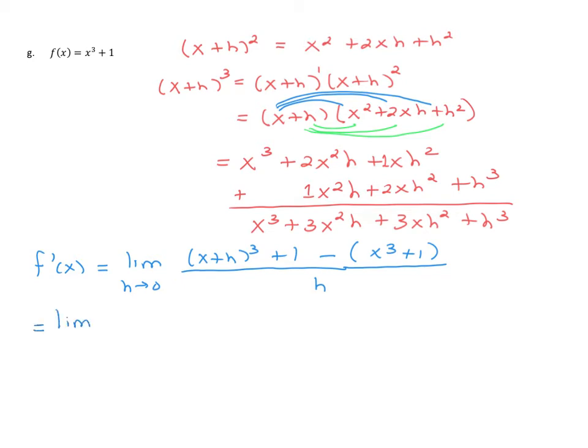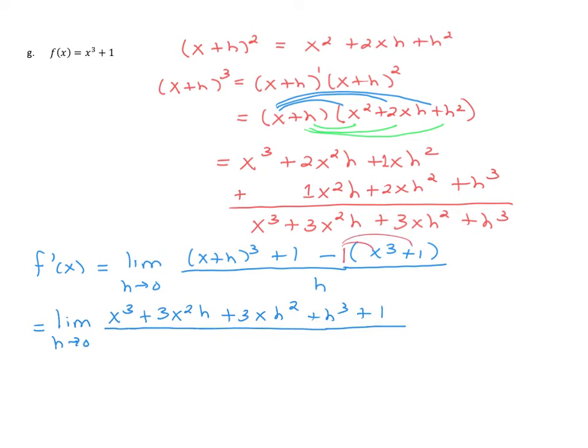This is the limit as h goes to 0 of, okay, we get x cubed. We get 3x squared h. We also get 3xh squared. And then we get an h cubed and a plus 1. By distributing this negative to both terms into here, we get minus x cubed and minus 1. And this is all over h.